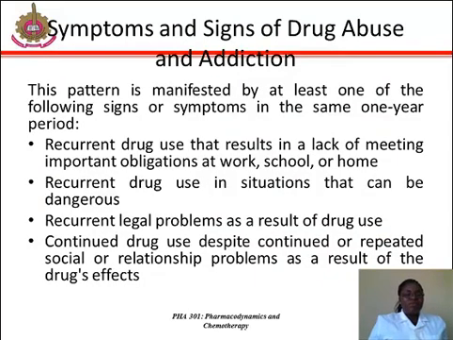And what are the signs and symptoms of drug abuse and addiction? This pattern is manifested by at least one of the following signs and symptoms in the same one year period. When you have recurrent drug use that results in a failure to meet important obligations at school, work, or home. When there's recurrent drug use in situations that can be dangerous. When there are recurrent legal problems as a result of drug use, and continued drug use despite continued or repeated social or relationship problems as a result of the drug effect. When a patient exhibits at least one of these signs, the patient can be diagnosed as abusing a drug or being addicted.